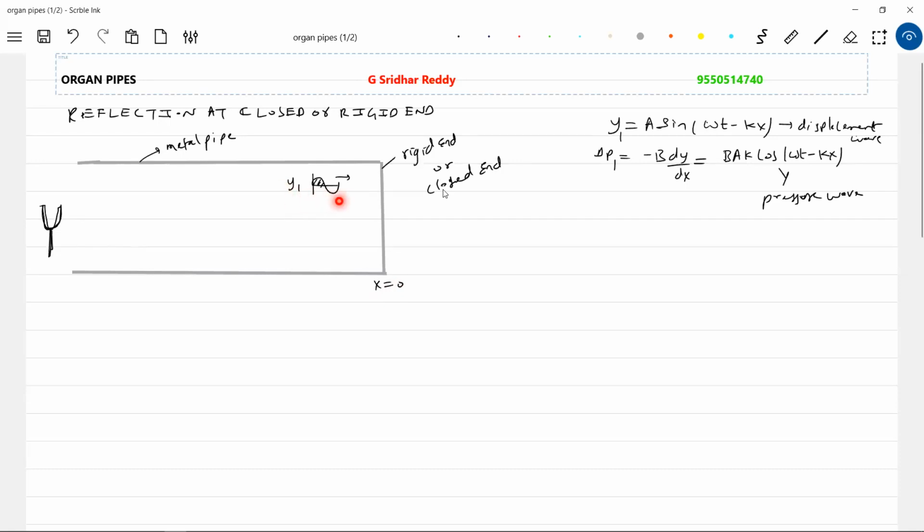We know some basic idea. If a displacement wave is reflected by a rigid end, what should happen to the reflected wave? The reflected wave will be like this. The reflected, this y, what is y2? y2 is a reflected wave. So if you want, you write yi, yr. These symbols will be better, I feel.